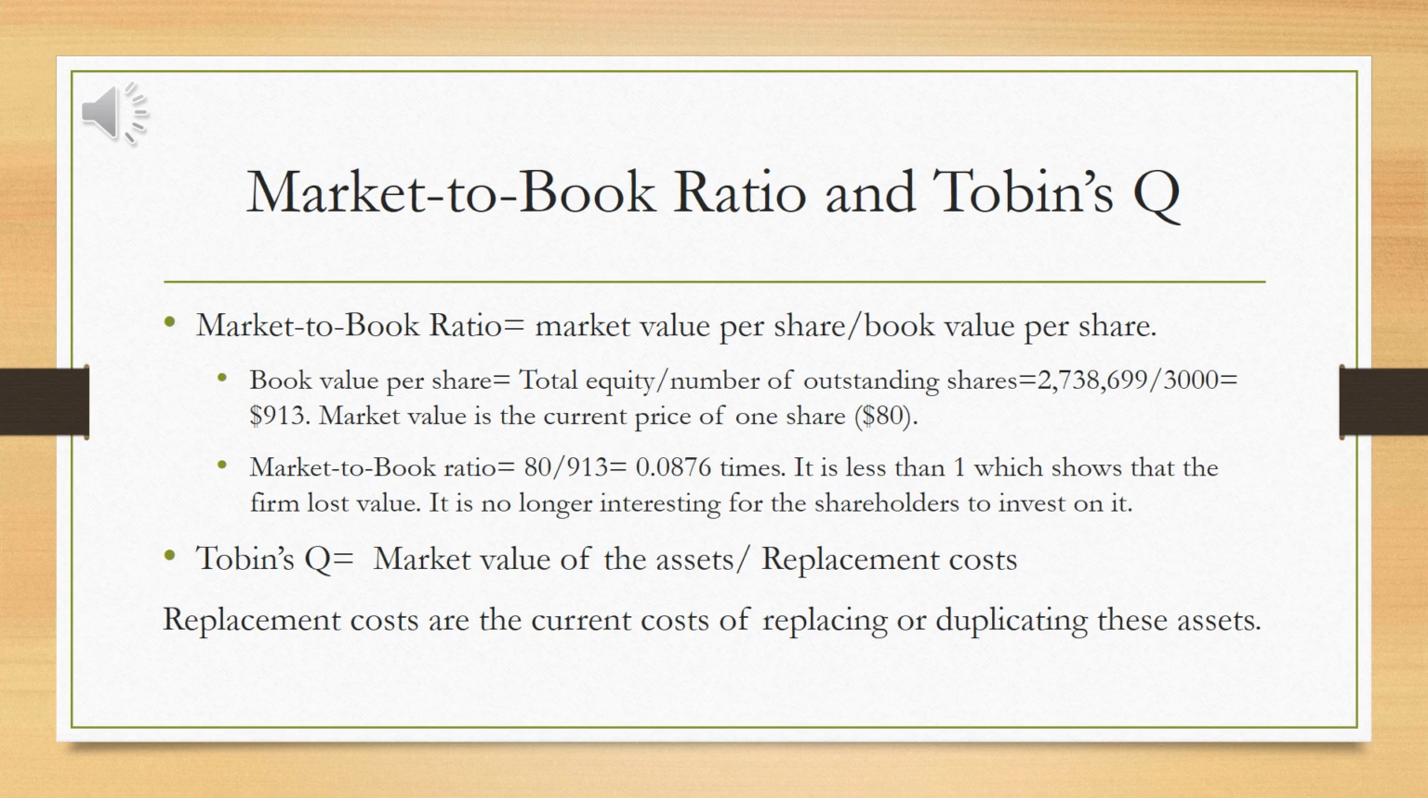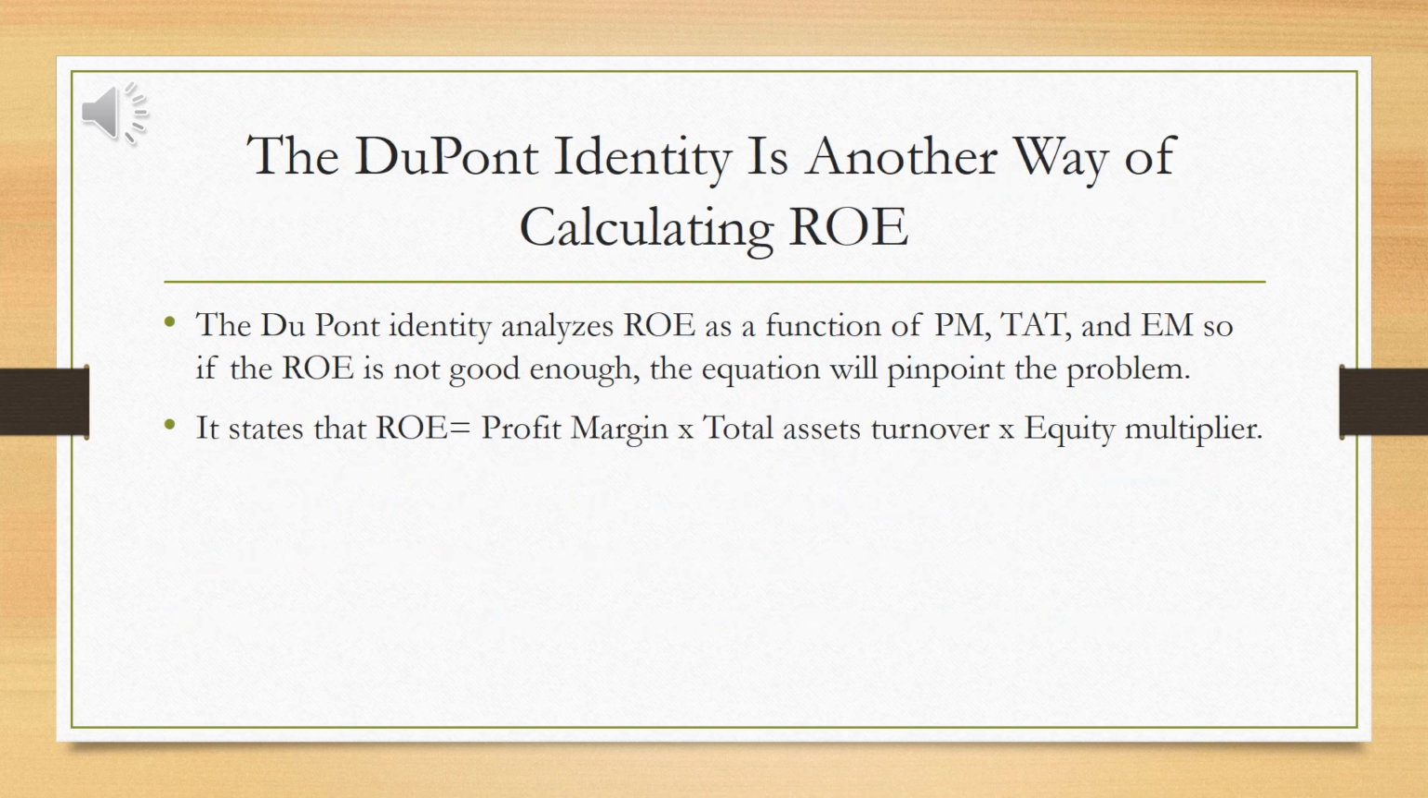Tobin's Q equals the market value of the assets over the replacement costs. The replacement costs are the current costs of replacing or duplicating these assets. The DuPont identity analyzes ROE as a function of profit margin, total asset turnover, and equity multiplier. So if the ROE, as in the return on equity, is not good enough, the equation will pinpoint the problem. The equation states that ROE equals profit margin times total assets turnover times equity multiplier.